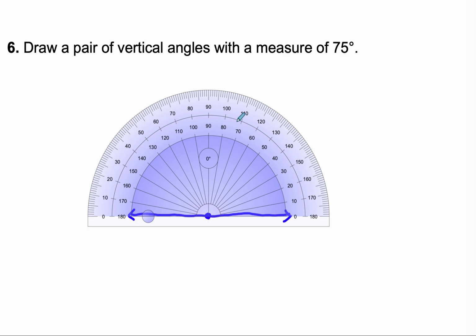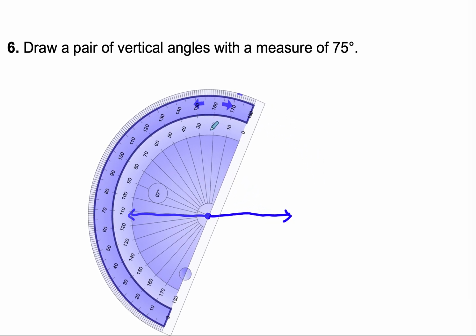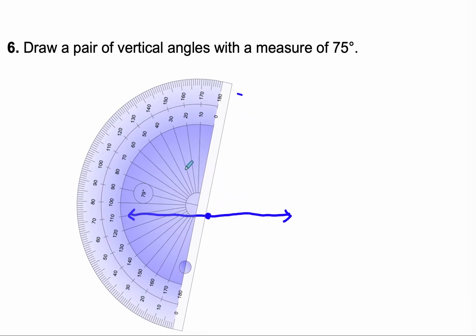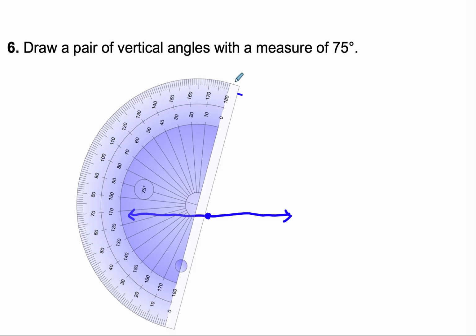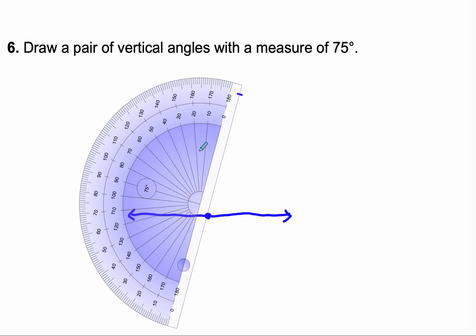Here's 70. 75 would be halfway in between 80 and 70. If you have an opening down here, you can mark it there. I don't, so I'm going to have to trace it up to where it would be on the top. Then you're going to move your protractor so that the straight edge is touching both your new point and your original point.